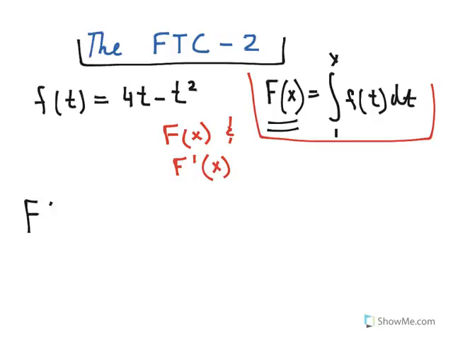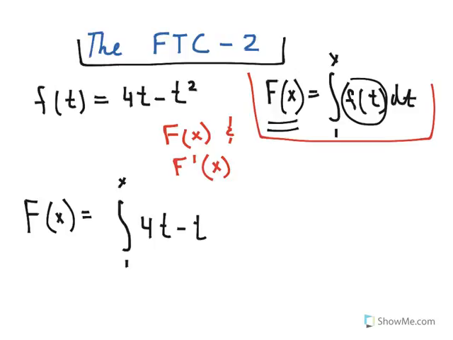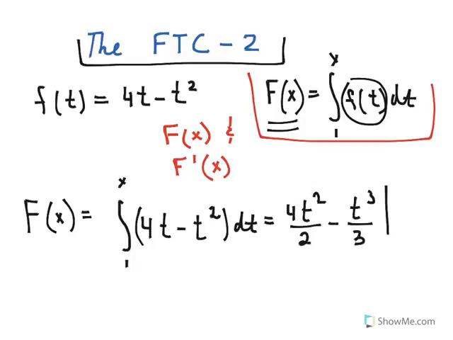So in order to find F of x, we're going to consider this integral from 1 to x. We're going to plug in, you see it says f of t, so our equation, 4t minus t squared. Do not forget dt. And now we're just going to solve it the regular way. What's the integral of 4t? It's 4t squared over 2, right? What's the integral of t squared? It's t cubed over 3. And the boundaries are 1 and x.